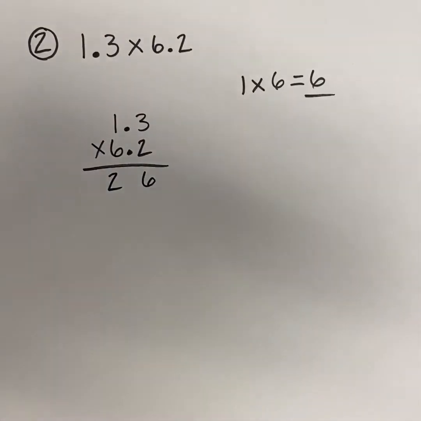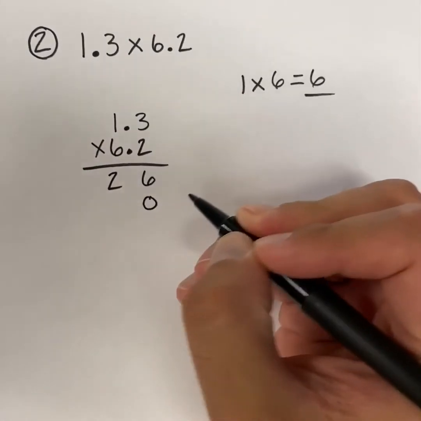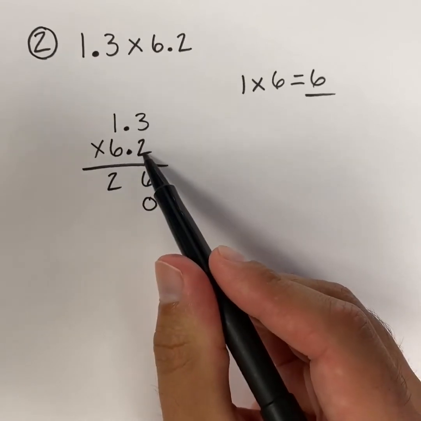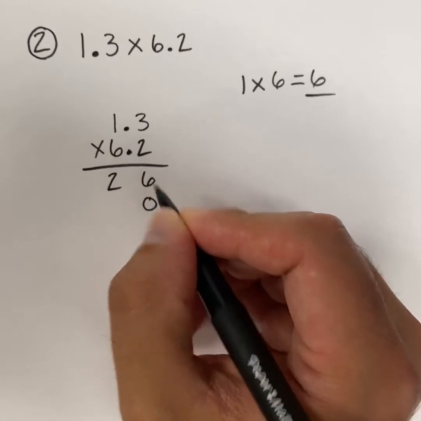We're going to worry about the decimals later. I'm not going to put a decimal right here. Okay, now we have to make sure that we put a placeholder 0 down here. We're actually doing 6 times 3 now, instead of 2/10 times 3/10. So we have to make sure that we put a placeholder 0 down here.